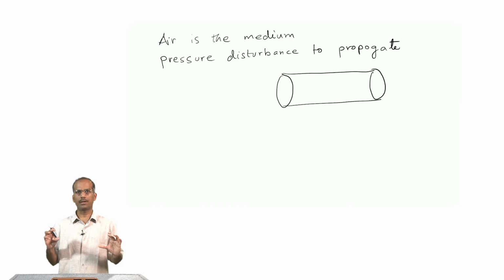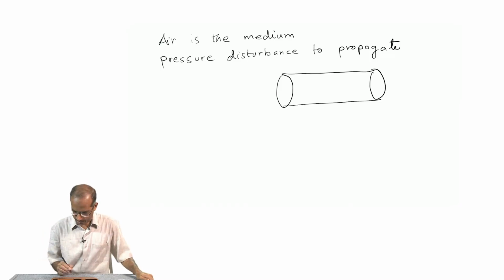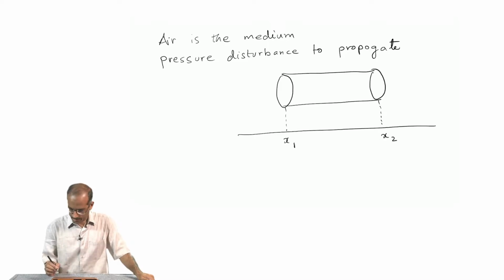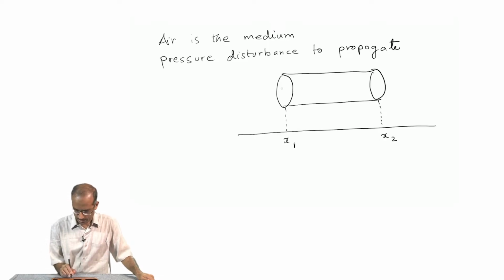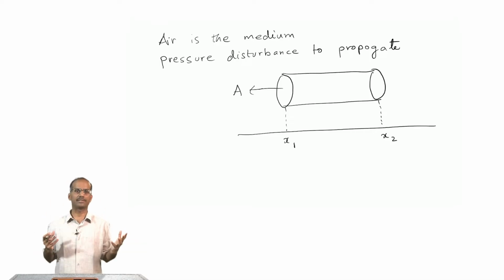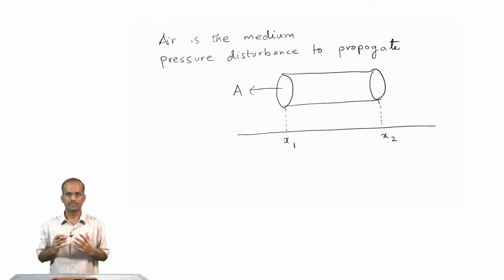I have taken a small arbitrary volume, a parcel of air, and let me say that this point here is x 1 and this point here is x 2, and let me assume that the area of cross section is A. So, a small parcel of air is in equilibrium with the rest of the air surrounding it. That is the statement.